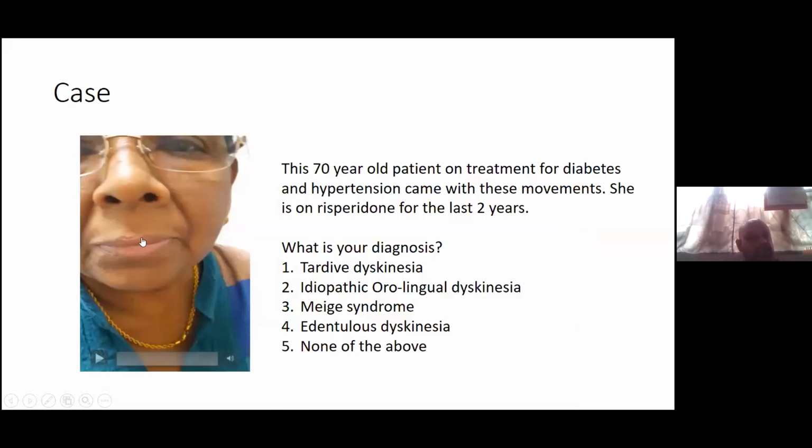Right, we'll come to the last case. This is a 70-year-old patient who, on treatment for diabetes and hypertension, came with these movements. She's been on risperidone for the last 2 years. What is your diagnosis?